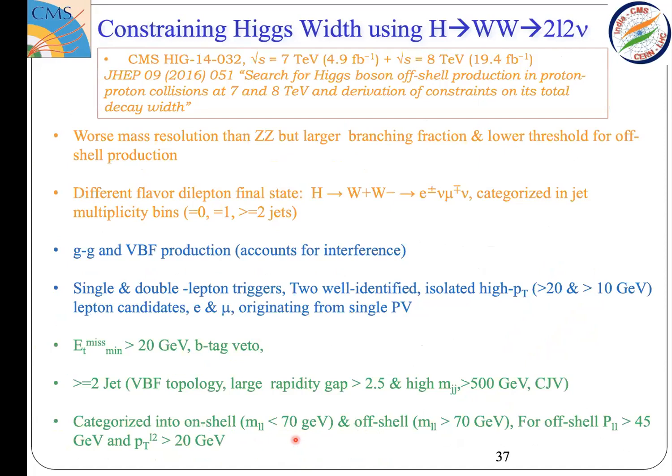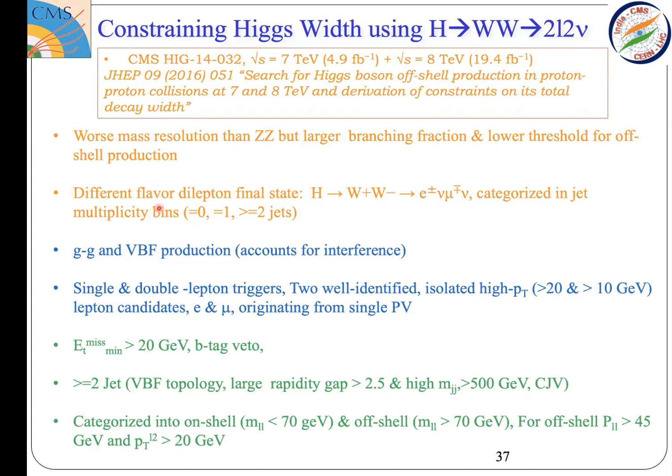Now, if you can do it in the Higgs to ZZ, you can, of course, use the Higgs to WW to L2nu also. Here, you have to just think about the on-shell and the off-shell region. That is what you have to divide. Although there is a worse mass resolution, at the same time there is a larger branching fraction. So the capabilities come from here.